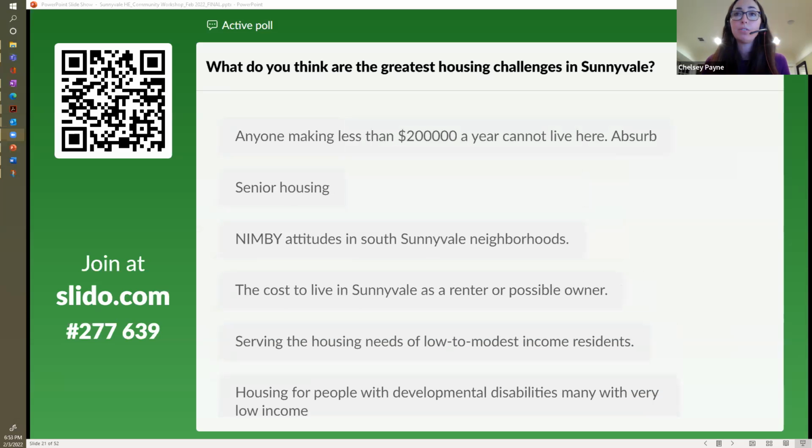Thank you, these are all great contributions. Anyone making less than, I think that says 200,000 a year cannot afford to live here. That's absurd. All right, thank you for all that feedback. We see housing costs, inventory, and affordability as the top issues cited.